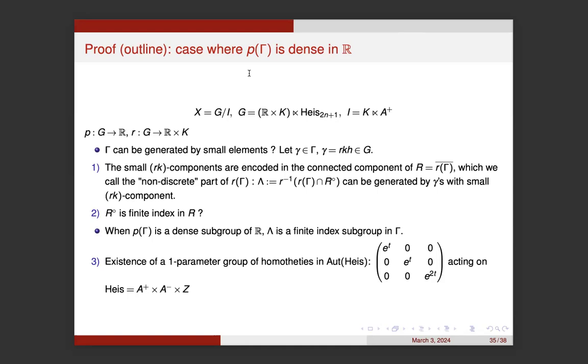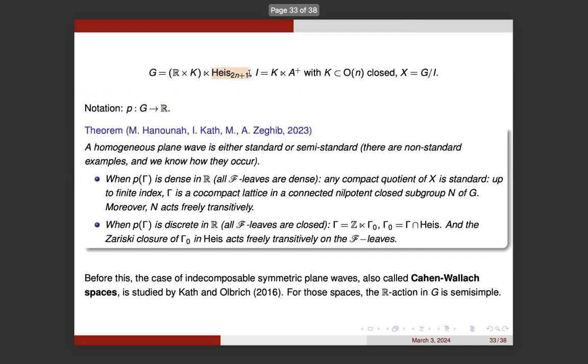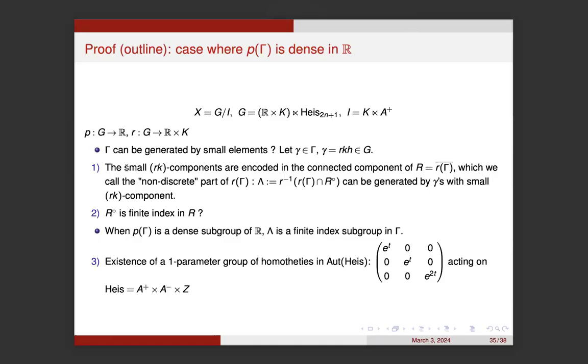And quickly, I will not give the whole proof of this, just the first case when the projection to R is dense. So I denote by P the projection to R, and by R the projection to R times K. The question is whether gamma can be generated by small elements. Any element in gamma can be written as RKH, where R is in R, K is in K, and H is in the Heisenberg component.